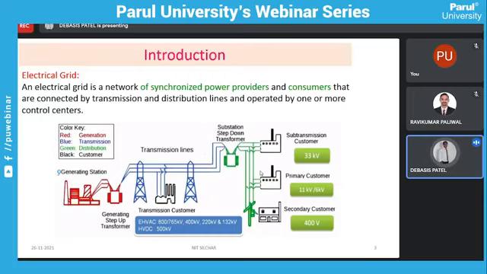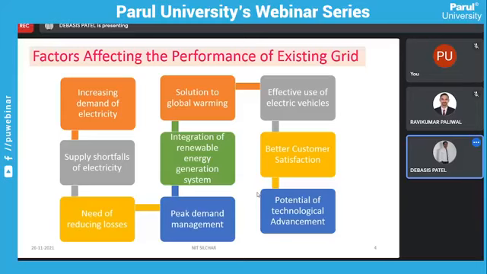But in the existing electrical grid, there are so many controllers and it is a manually operated grid. So in this existing grid, we have many problems. Our problems are, first, increasing demand for electricity. As you all know, nowadays the population is increasing day by day, so the demand for electricity has increased. Due to this increase in demand, our grid becomes more complex, right?